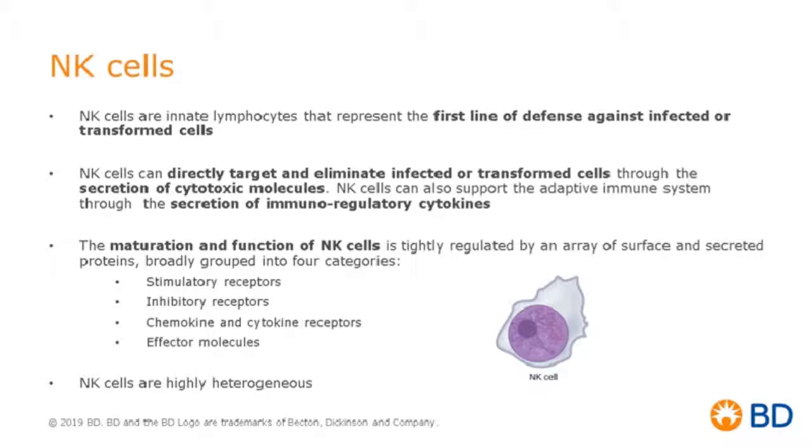The maturation and function of NK cells is tightly regulated by expression of surface and secreted proteins. These can be broadly grouped into different categories: stimulatory receptors, inhibitory receptors, chemokine and cytokine receptors, as well as effector molecules. For today's webinar, we'll focus our attention primarily on stimulatory and inhibitory receptors. One of the most important features of NK cells is that they are highly heterogeneous and vary greatly from donor to donor. That will be one of the main topics of this webinar, and how flow cytometry can help us reveal those differences.